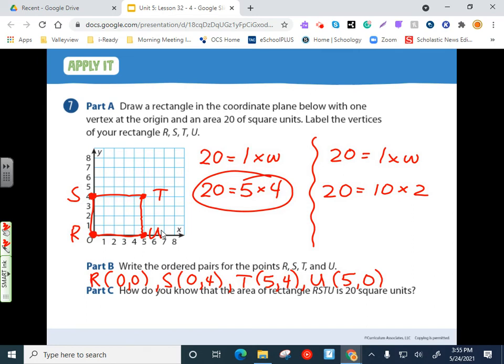And part C, how do you know what the area of the rectangle is 20 square units? Because I know 5 times 4 equals 20 square units. And again, when you're using graph paper or have a graph at your disposal, you can just count up all of the squares on the inside of a shape. 2, 3, 4, 5, 6, 7, 8, 9, 10, 11, 12, 13, 14, 15, 16, 17, 18, 19, 20. That's 20 square units for that one.